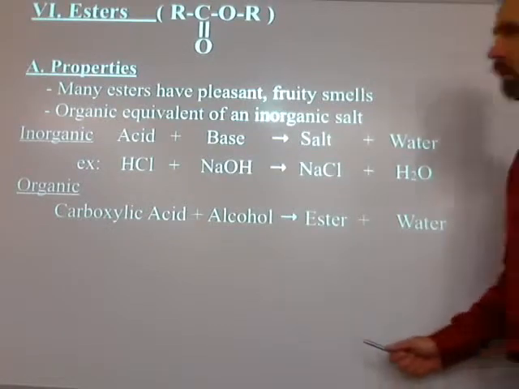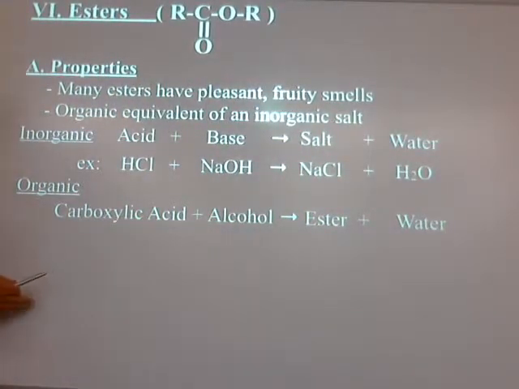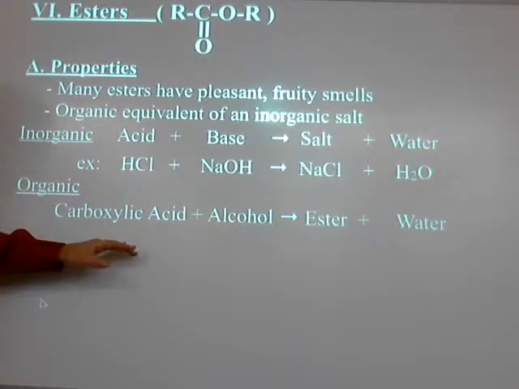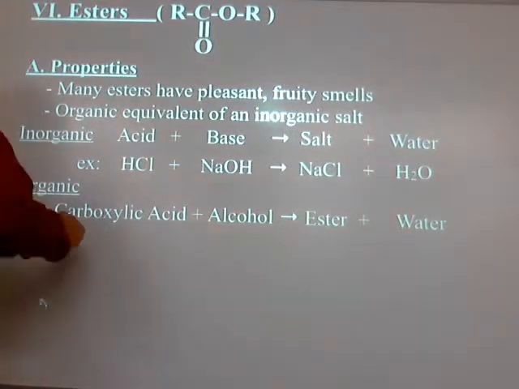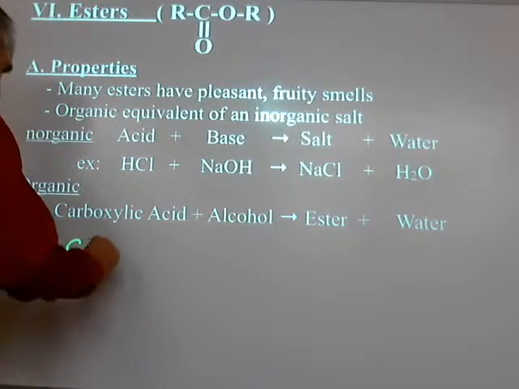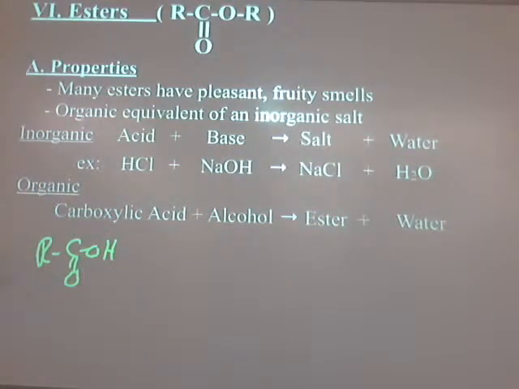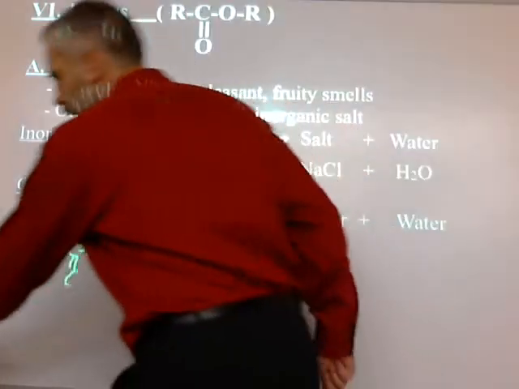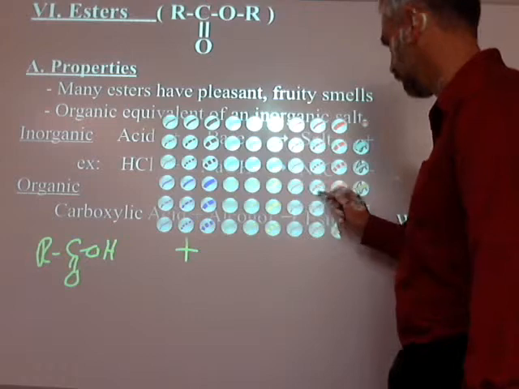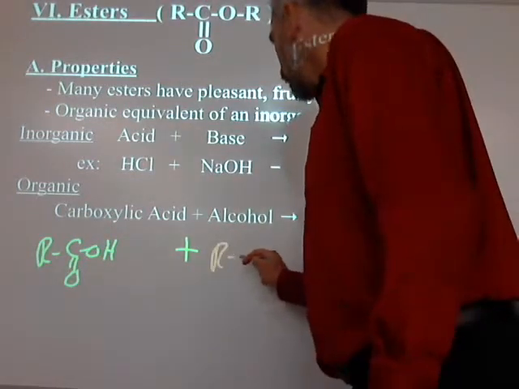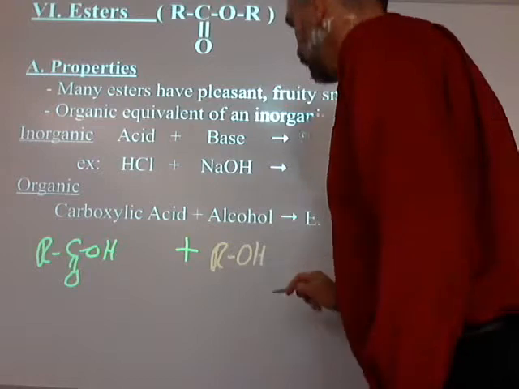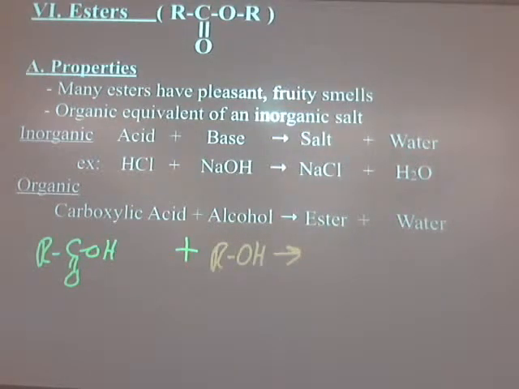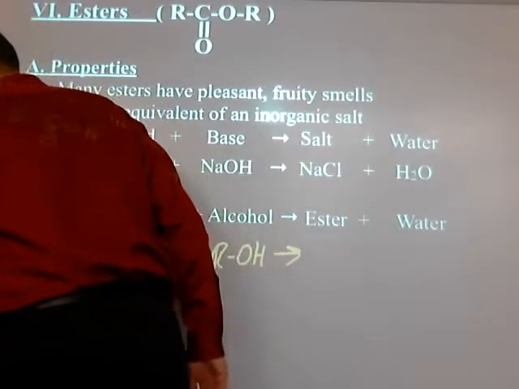So, let me draw the general formula for this guy, which I don't think I have down here. Let me just double check. No. Okay. So, a specific formula for this, although I'm using general formulas. R, C, double bond, O, OH. That's your carboxylic acid, right? Plus, and I'll make him in a different color, although it doesn't really matter. R, OH, yields.